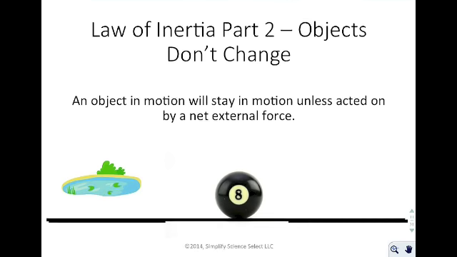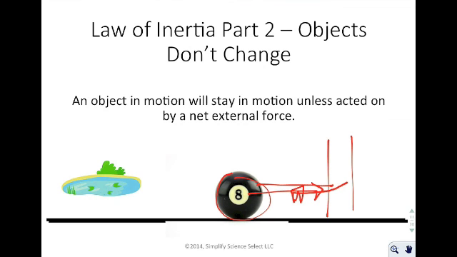Now, the law of inertia part 2, once again, we're talking about being lazy, is that objects don't change. If an object is moving, let's say that this 8 ball is rolling along the floor, it will continue to roll along the floor forever unless exerted on by a net external force, like if it runs into a wall. If it runs into a wall, this wall will exert a force on the ball, causing it to stop its motion forward. So an object in motion will stay in motion unless acted on by a net external force.